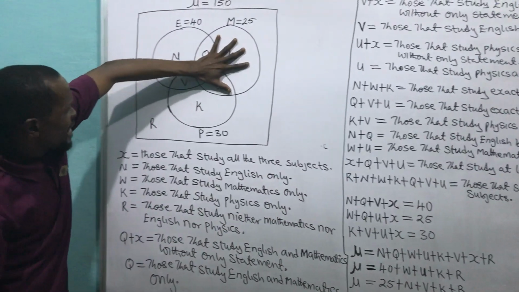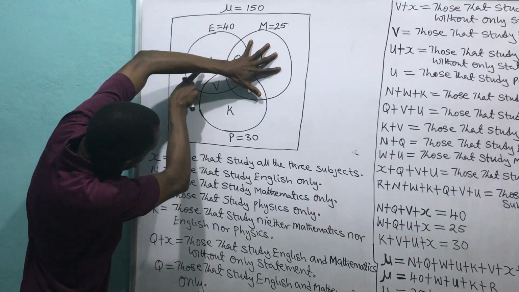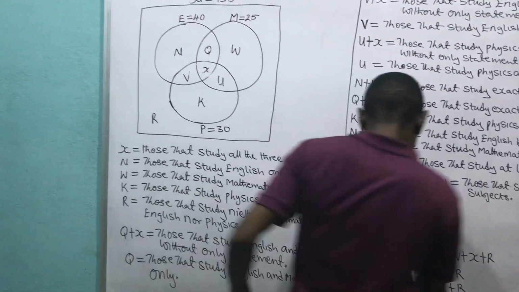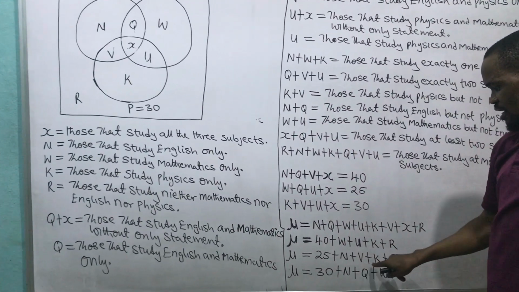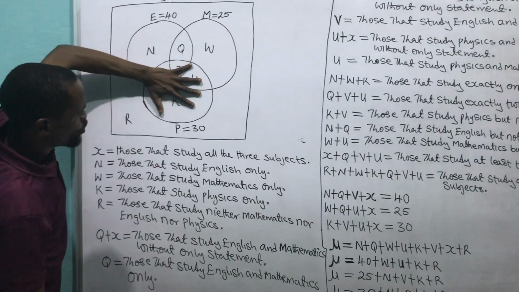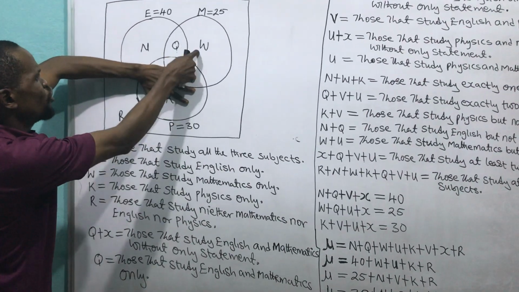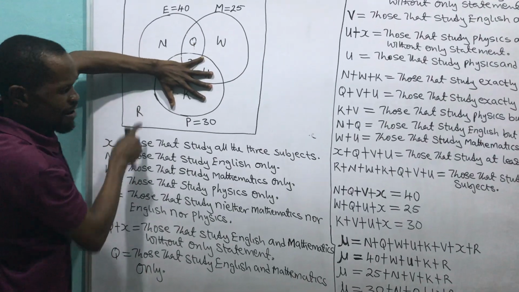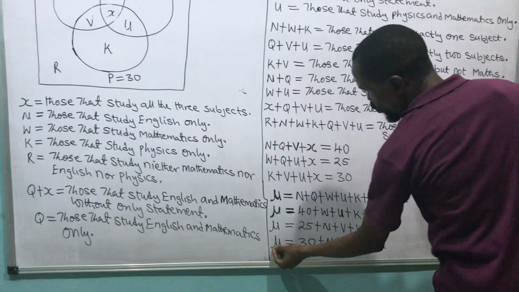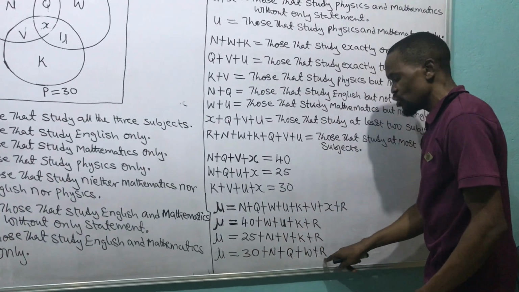Then the next one, I can get another way by taking this circle as 25. As I take this circle at 25, what remains is K, V, N, and R. Look at it: 25, N, V, K, and R. Then if I take this circle as a whole, this becomes 30, right? 30 plus W, Q, N, and R. And you watch it, that mu is equal to 30 plus N plus Q plus W plus R.